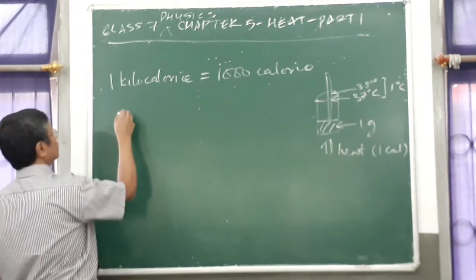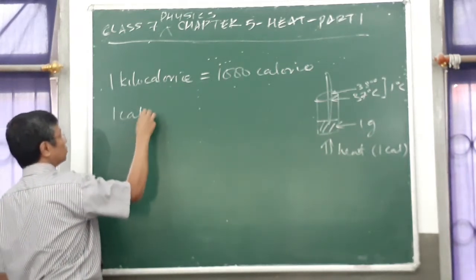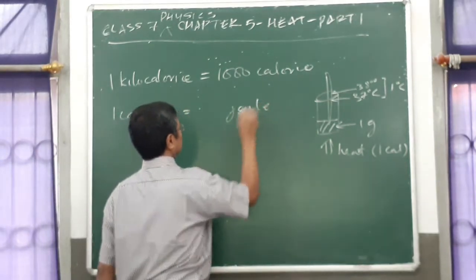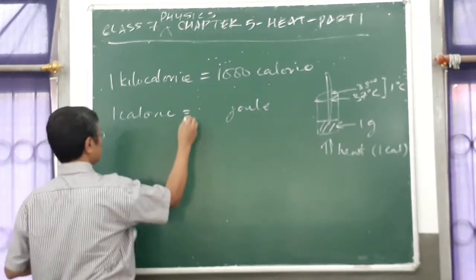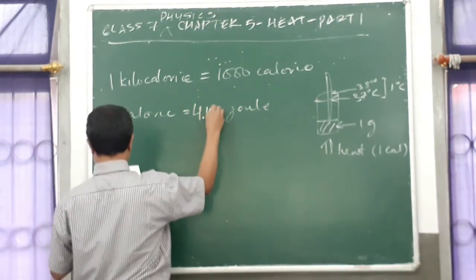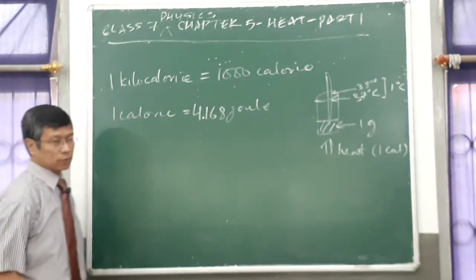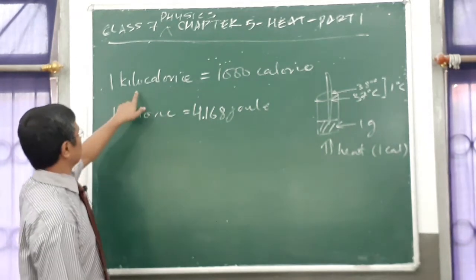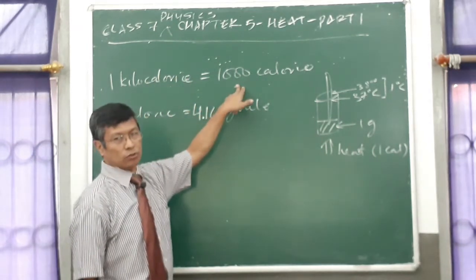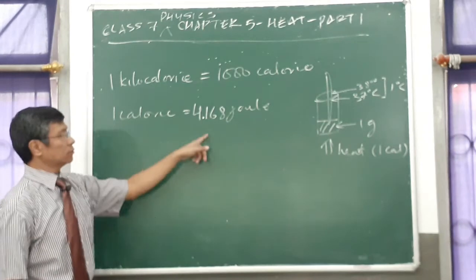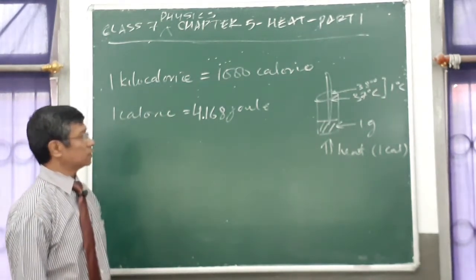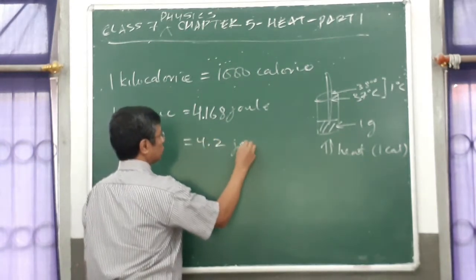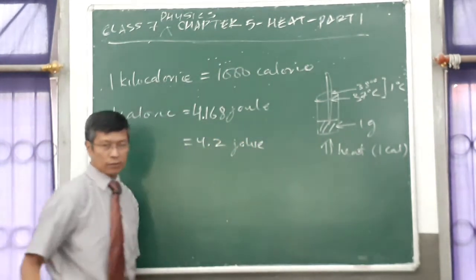And 1 calorie is related to joule also in the following manner: 1 calorie is 4.168 joules. So, this is how calorie is related to joule. So, please remember, 1 kilocalorie is equal to 1000 calories and 1 calorie is equal to 4.168 joules, and to one decimal place you can write it down as 4.2 joules to make it easy to calculate.